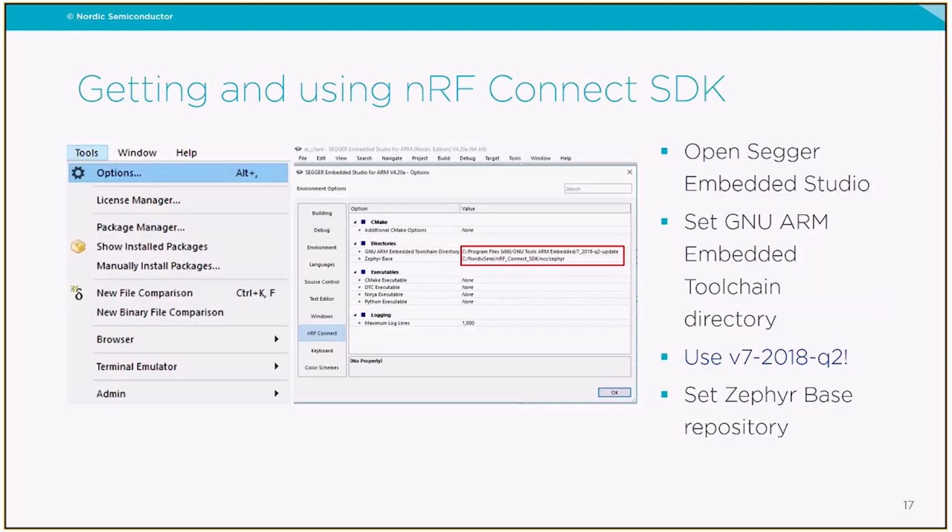So getting and using nRF Connect SDK, as you can see, the first thing you do, once you've opened up Segger Embedded Studio, is go to Tools, Options, and then you make sure that the GNU ARM Embedded toolchain is set correctly. You want to use the version 7 2018 Q2 that is specified in the Getting Started app. The Zephyr base directory you want to set to your Zephyr folder. So that's inside NCS and then the Zephyr repository.